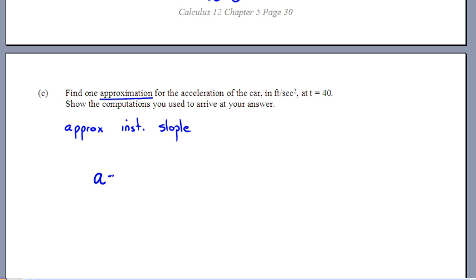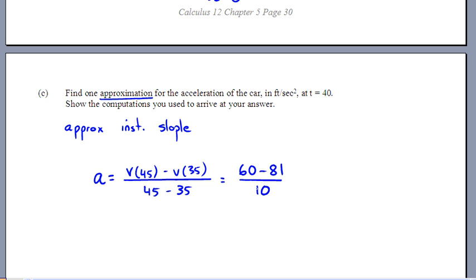So the best I can do for that, well, I've got those three choices, but I like doing the symmetric one in this case. I'm going to do the velocity at time 45 minus the velocity at time 35, and then divide all of that by 45 minus 35. Grabbing numbers right from the table, 60 minus 81, all sitting on top of just a plain old 10. And when I tried that out, I ended up with a negative, which makes sense. The slope of that tangent line looks negative there. Negative 2.1. And the units, just like last time, they're going to be feet per second squared, being an acceleration.